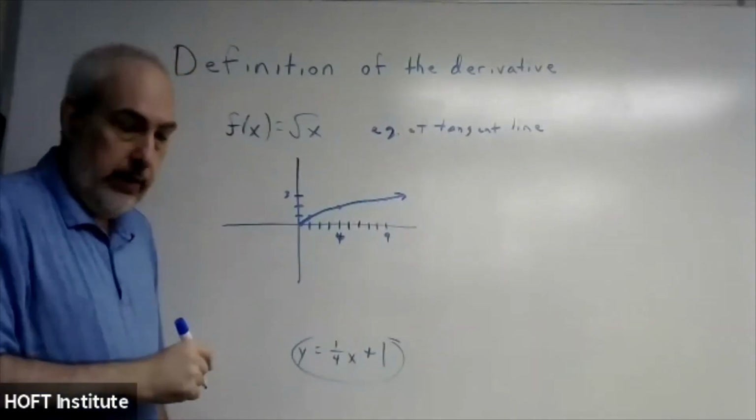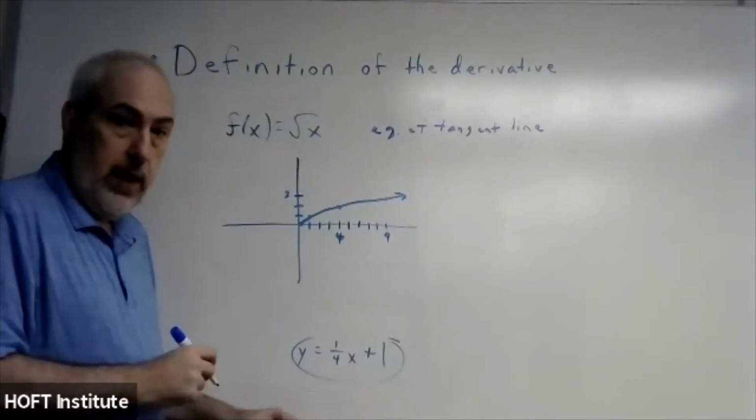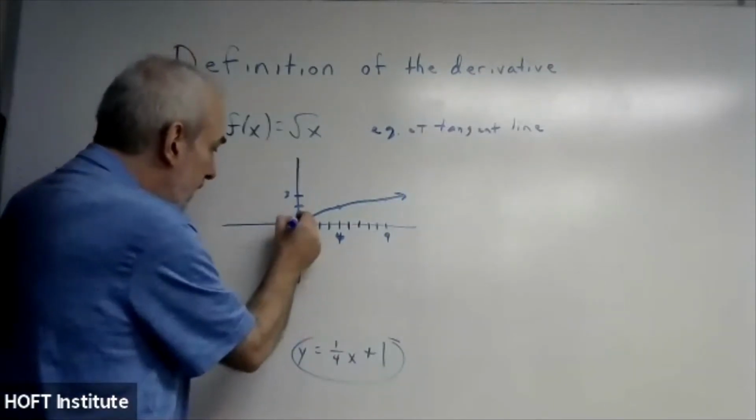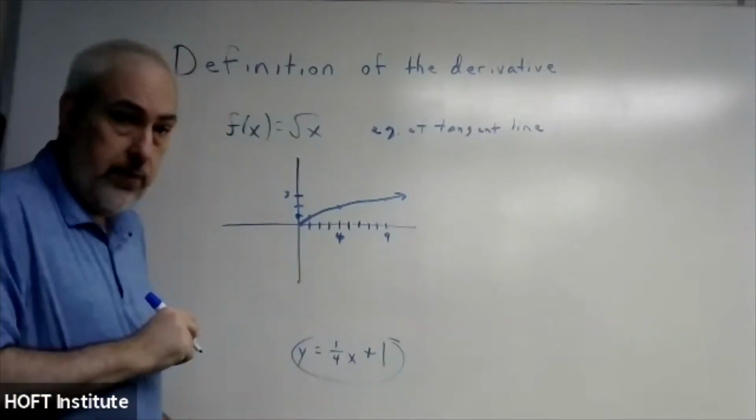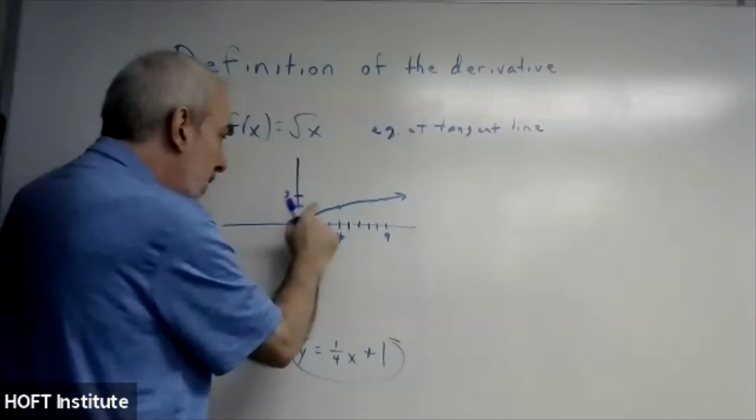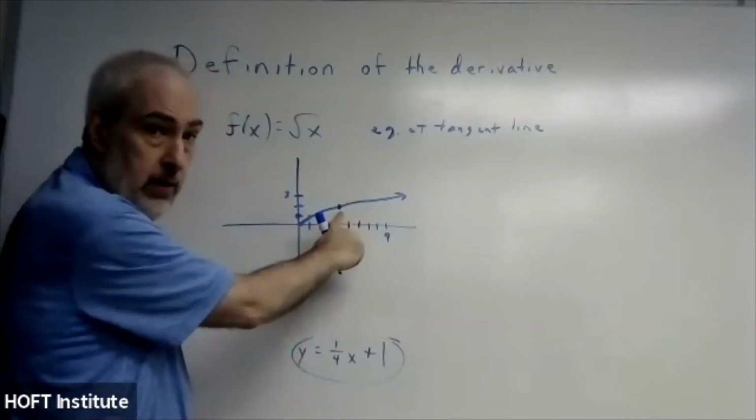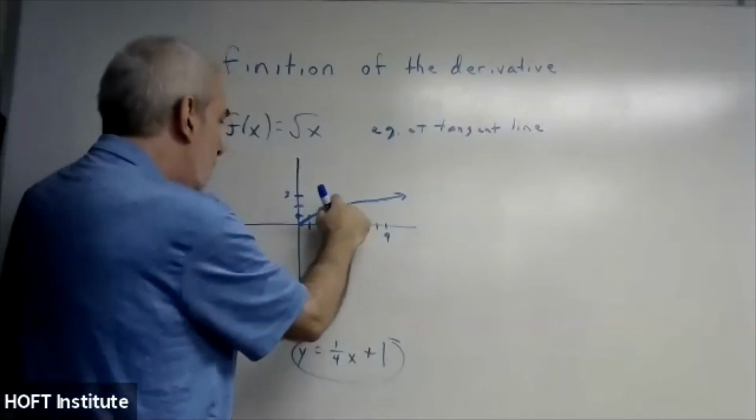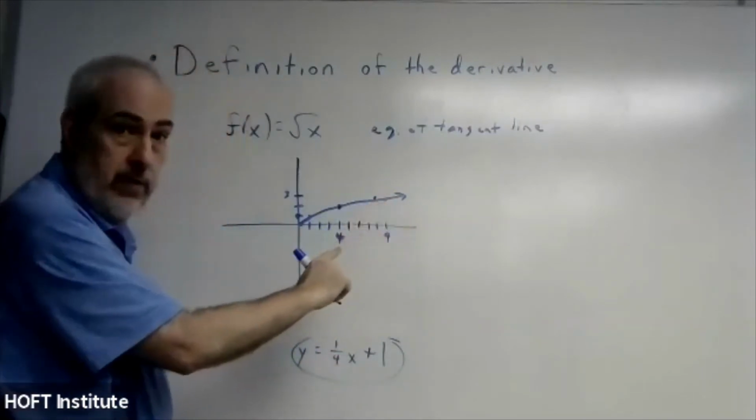Now let's graph y equals 1/4 x plus 1. It has a y-intercept of 1, so that's right there, and it has a slope of 1/4. So if you go up 1 and right 4, that is exactly that point right there on our curve. If you go up 1 and right 4 more, that would be a little bit above the curve over there.